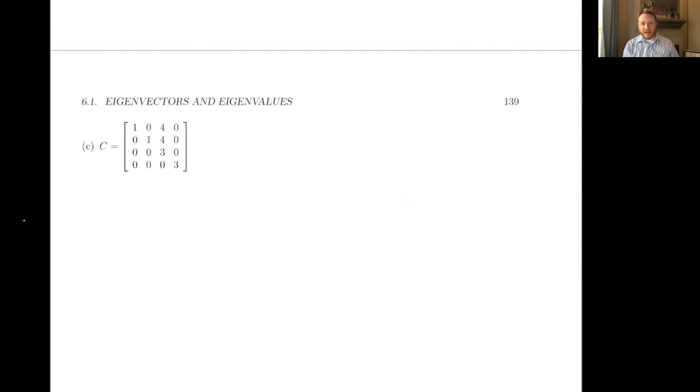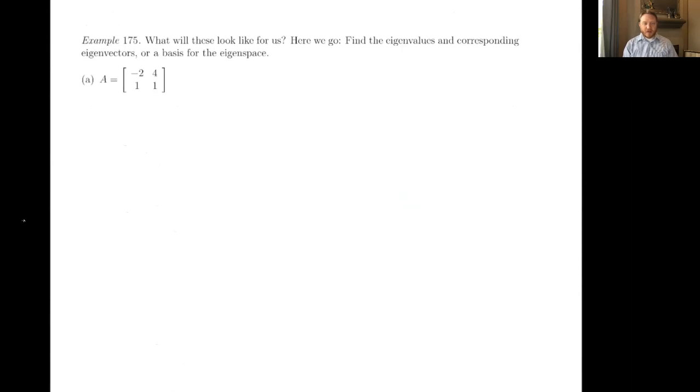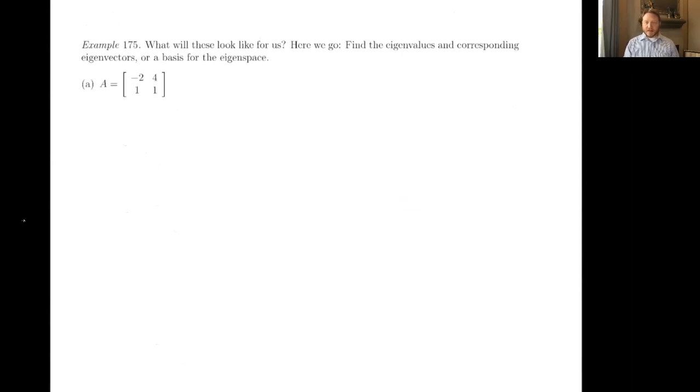So notice that C there is triangular. So this is not nearly as bad as it looks. Okay, but I want you to try that before I do it. So let me go back and I'm going to do the 2 by 2 case, and let's just see what finding eigenvectors and eigenvalues looks like from start to finish.